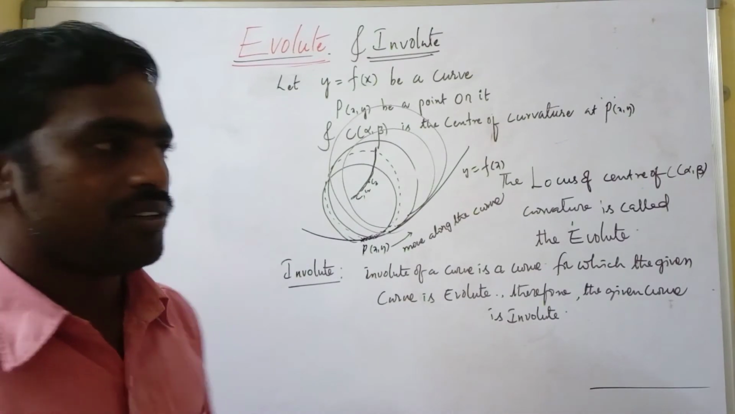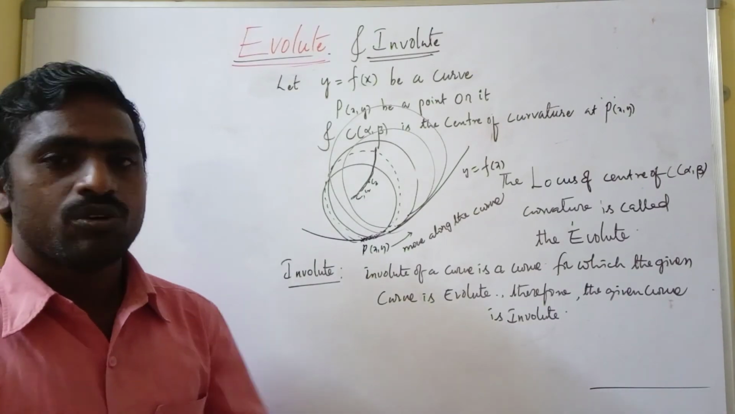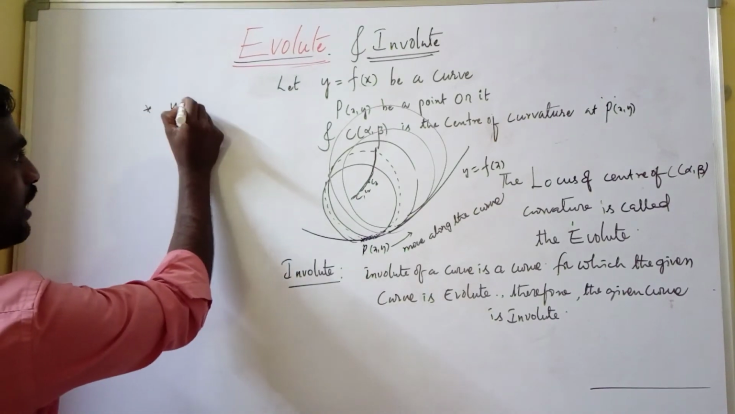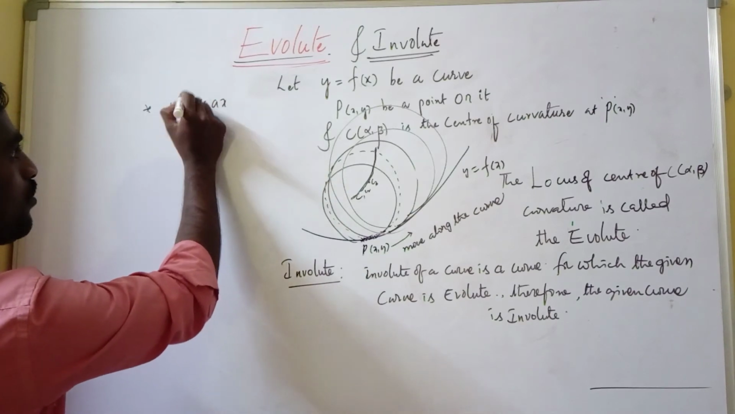So I want to solve one problem. That one is y square equal to 4ax.